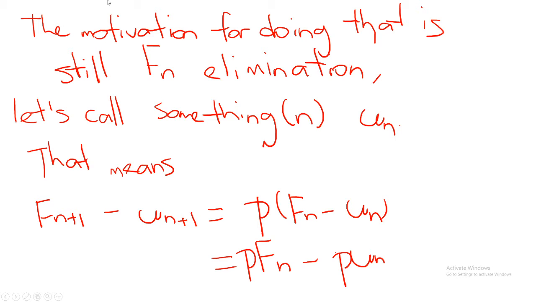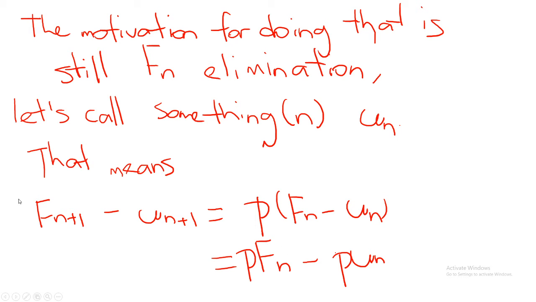That is because the motivation for doing that is still fn elimination. Let's call something about n u_n. That means fn plus 1 minus u_n plus 1 is equivalent to p times fn minus u_n, right?